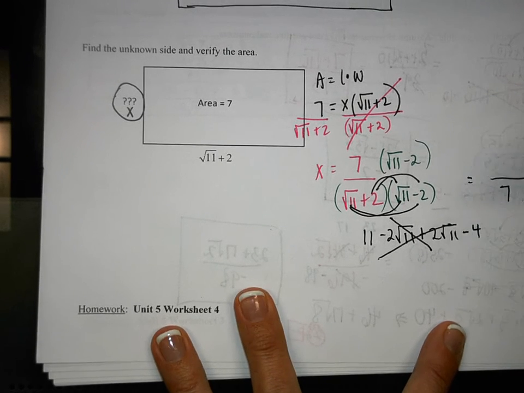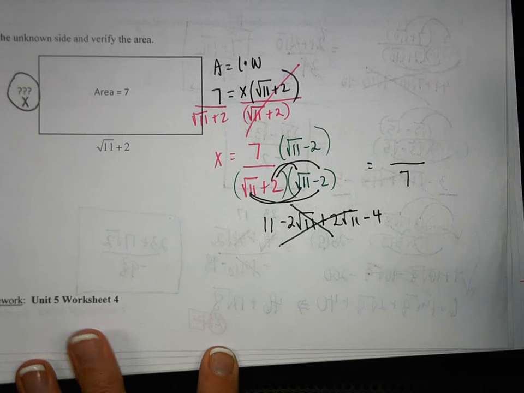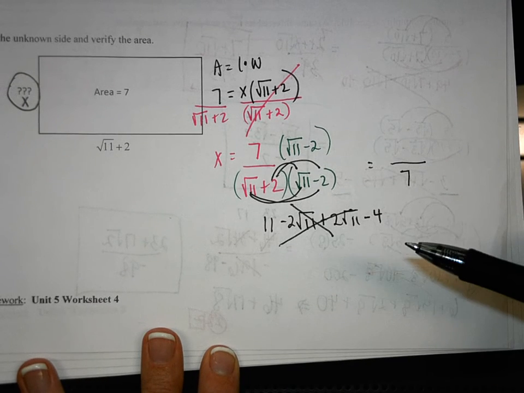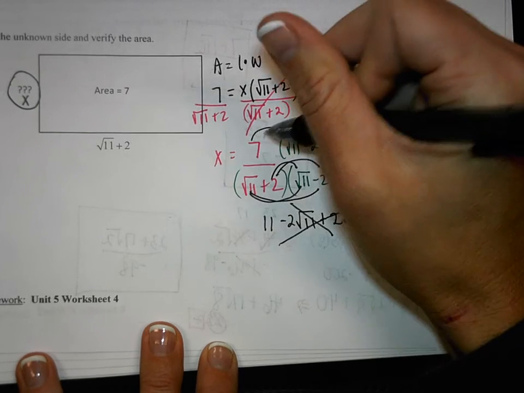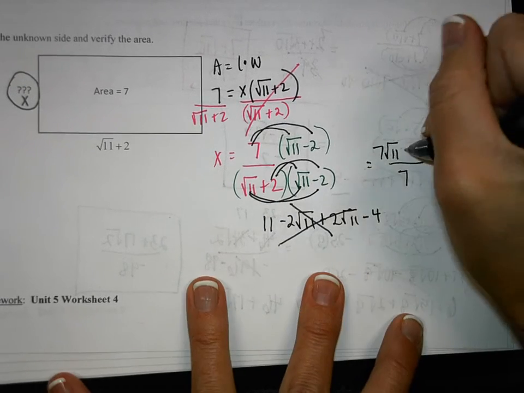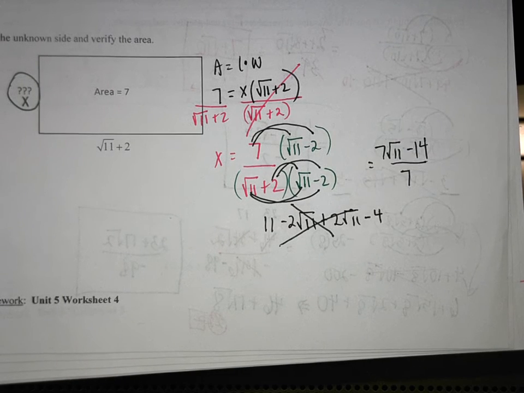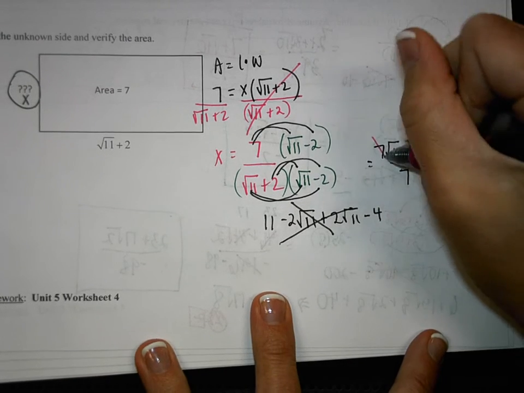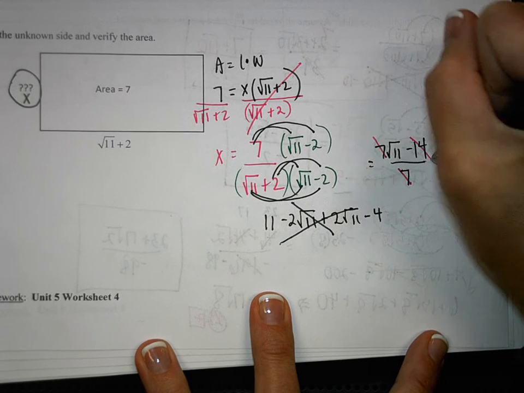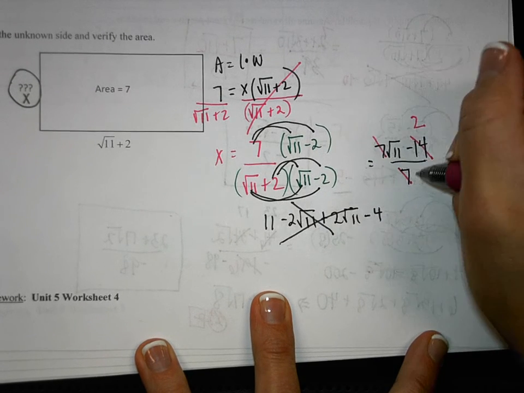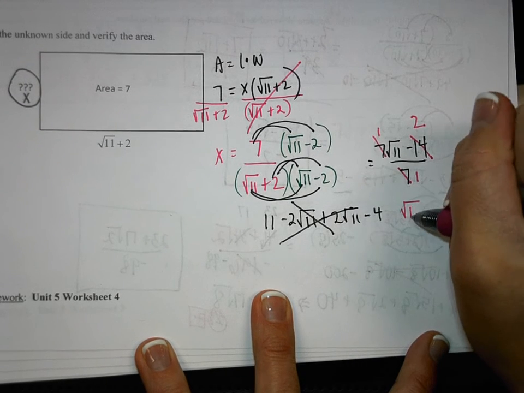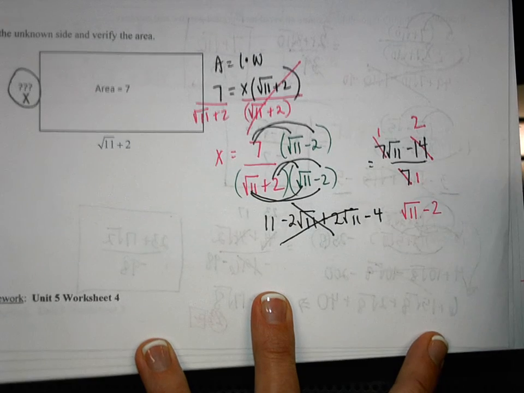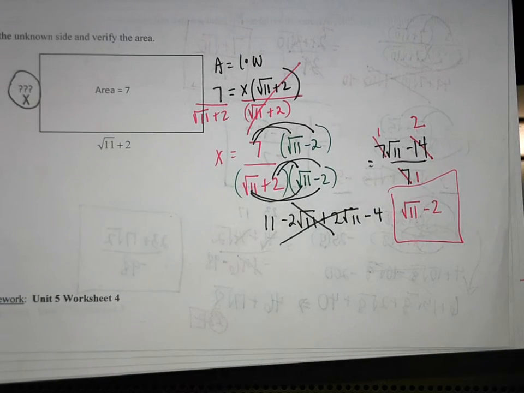If I didn't get rid of my root in the denominator here, that would be a clue that I did something wrong. 7 times root 11 is 7 root 11. And 7 times negative 2 is negative 14. Can I reduce it all? Yeah, 7. Good. So the 7 cancels out, this 7 cancels out, and this 14 becomes a negative 2. These ones that canceled out are really 1s, but I don't have to write them. And so when I write my answer, it is root 11 minus 2. Do I need to put this over 1? No. So there's my answer, root 11 minus 2. It's a conjugate. Which is actually the conjugate of this. Huh. Okay.